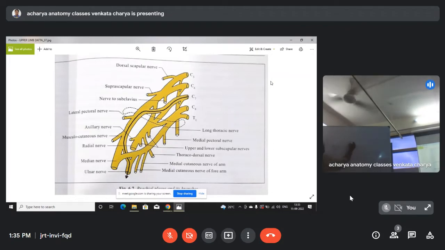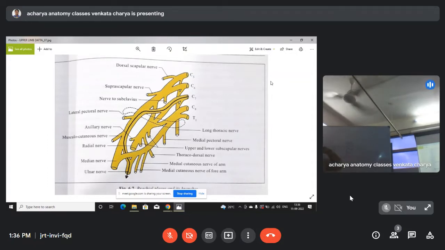So this mixed nerve divides into two. Number one is the dorsal rami and the ventral rami. Same: dorsal rami, ventral rami. So always remember, the dorsal rami pierces the back muscles, then supplies the back side of the skin.